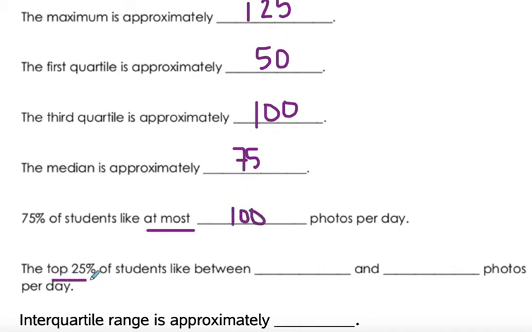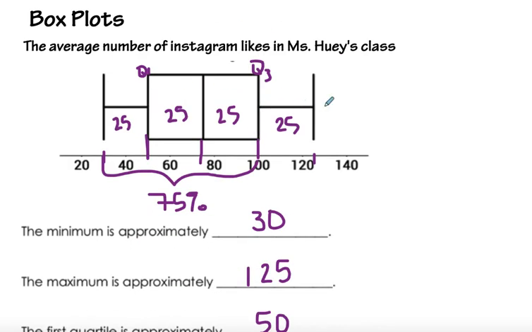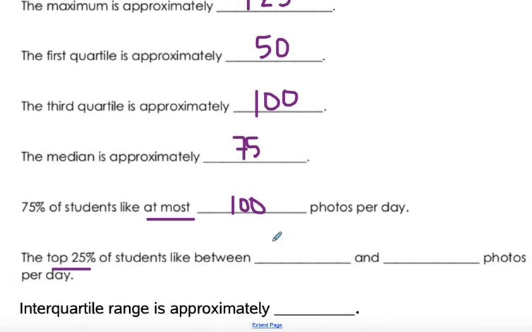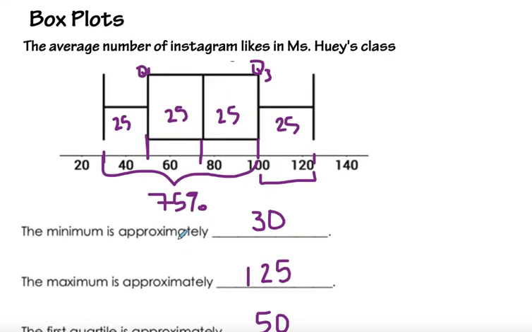And then the top 25%, so this is going to be my top 25%, they like between 100 and 120 photos per day. Now there's one other term that I want you to know regarding box plot, and that's what we call interquartile range. So remember I told you that this box is important because it holds 50% of our data? Well, the interquartile range is from Q3 to Q1. We're subtracting those. So remember, Q3 is at 100, and Q1 is at 50.